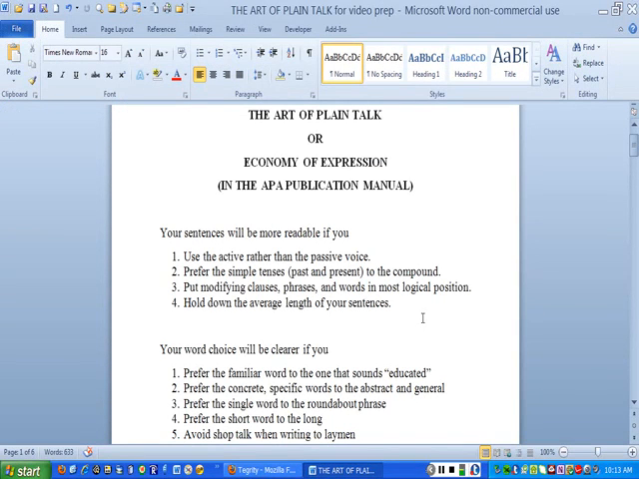Also, your word choice will be clearer. If you prefer the familiar word to one that sounds educated, if you use the concrete, specific words instead of abstract and general, vague terms. If you choose the single word instead of the roundabout, many-worded phrase, and if you use the short word instead of the long. Also, avoid shop talk or jargon when you're writing to laymen.